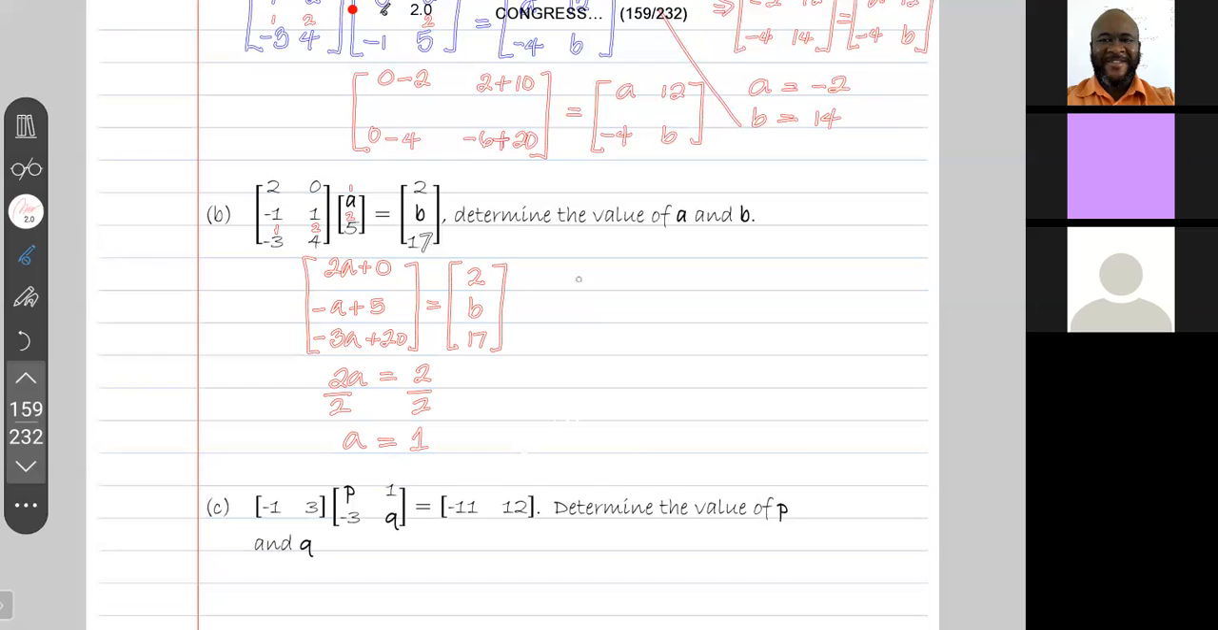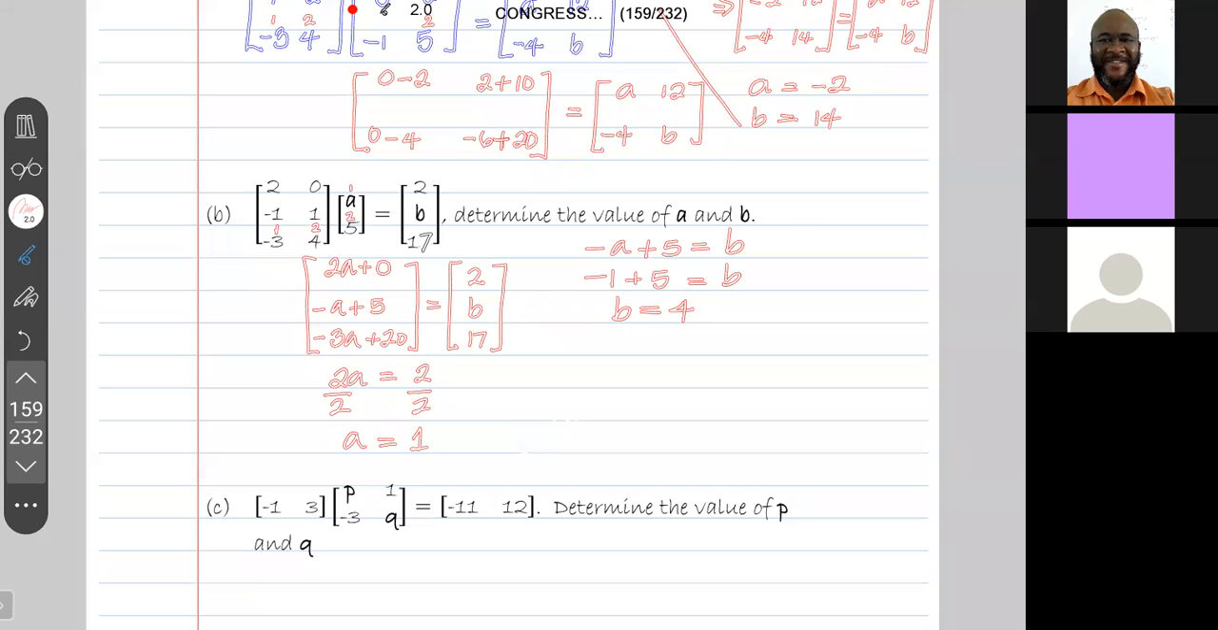The second part of the question, minus A plus 5, that's the middle element, is equal to B. But remember, A is equal to 1. So this is minus 1 plus 5 is equal to B. Now, minus 1 plus 5 is positive 4. So B is equal to positive 4. So A is equal to 1 and B is equal to positive 4. Guys, can you please try C and type your answers in the chat?